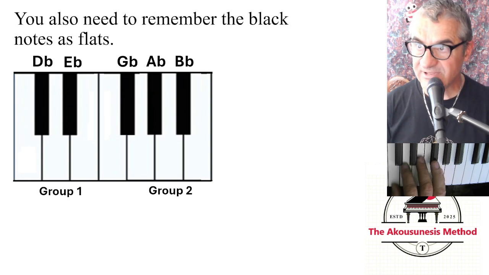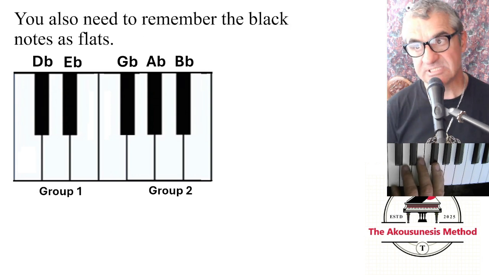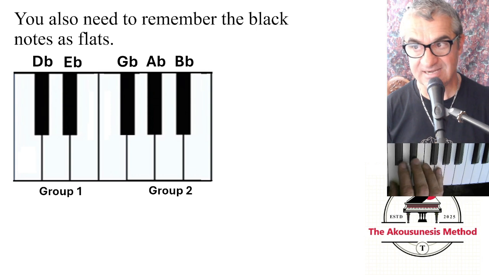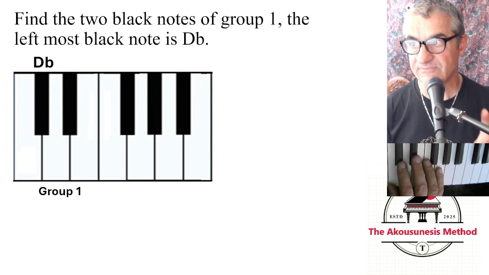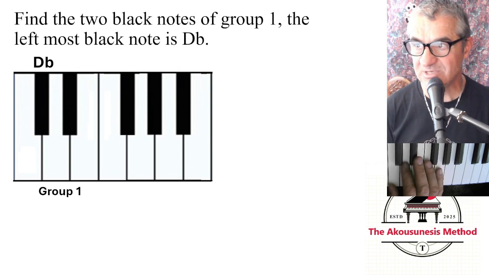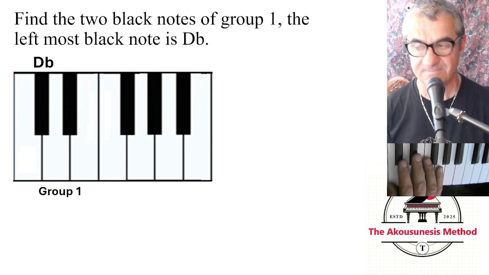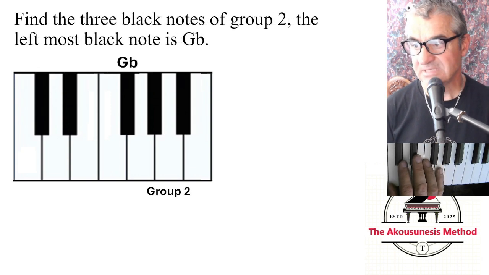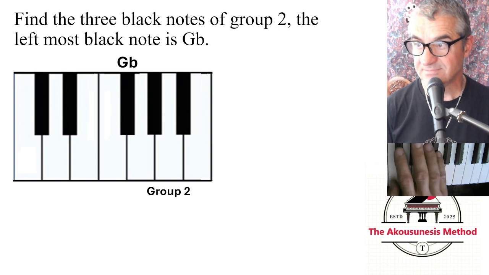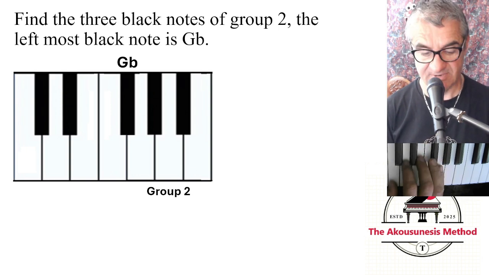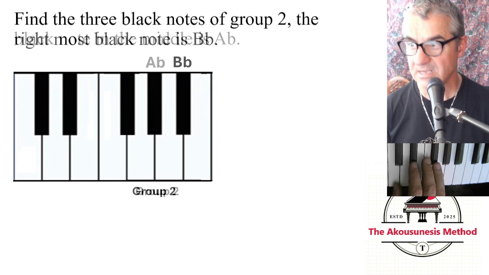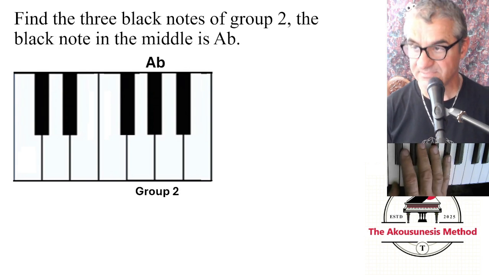Okay, also, we need to remember the black notes as flats, okay? We have to remember that as well. So we've got D flat, E flat. So we start with finding the 2 black notes of group 1. The leftmost black note is D flat. The rightmost black note is E flat. Then we have G flat. So I'll just move my pinky, shorten my pinky. Then we have B flat. And then we have A flat in the middle.